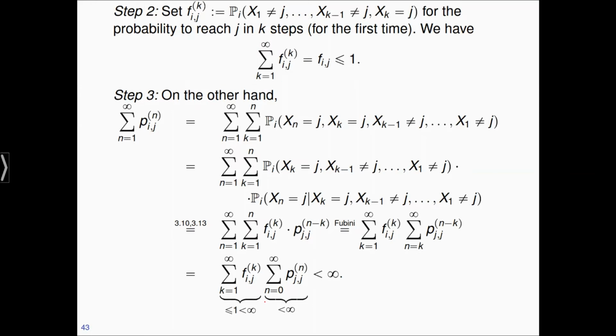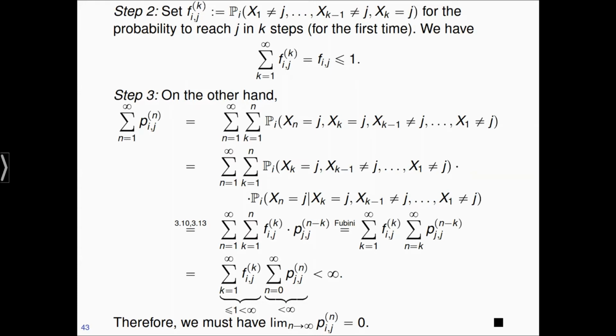And the second sum here is also finite because j is transient, and we already used that the criterion for transience tells us that this sum here has to be finite. This is exactly the transience of j. And now we are finished because we wanted to show that this thing is summable. If this thing is summable, then the individual Pijn have to tend to 0. And this is what we wanted to show.